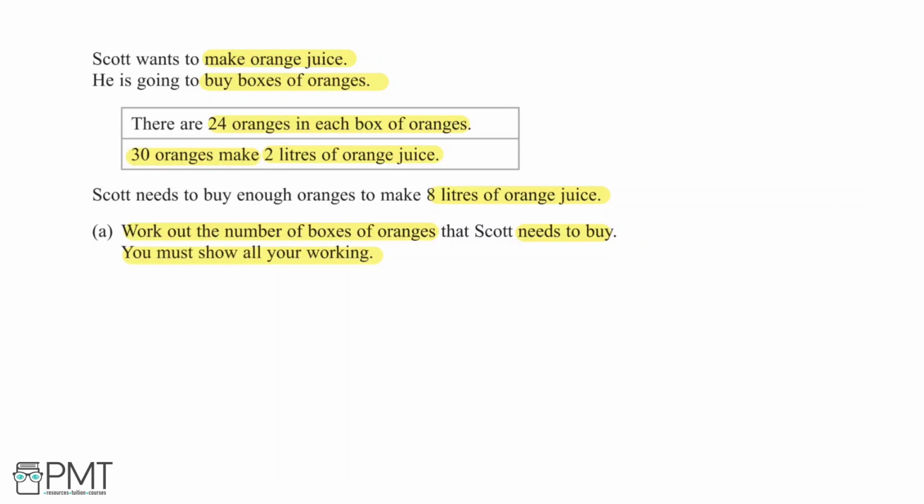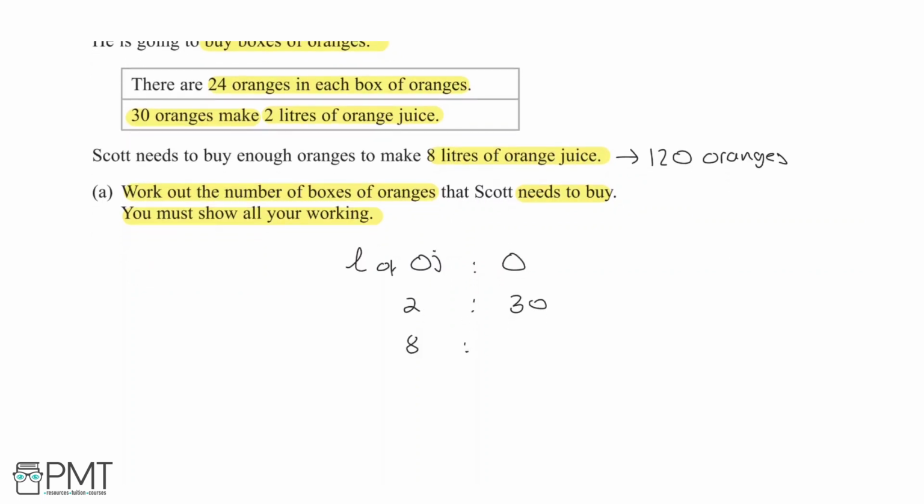So first, he needs 8 liters of orange juice, and we know 2 liters of orange juice comes from 30 oranges. So this means he needs 120 oranges, and the way we get this is there is a ratio, so liters of orange juice to oranges is 2 to 30. So if he needs 8, what we're doing is we're multiplying this side by 4. So we multiply this side by 4 to get 120.